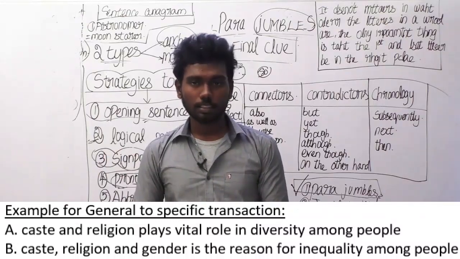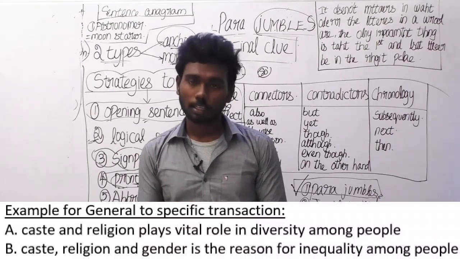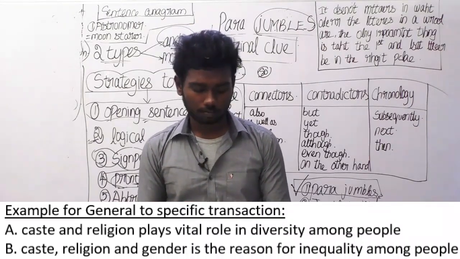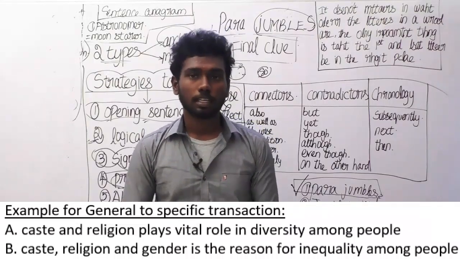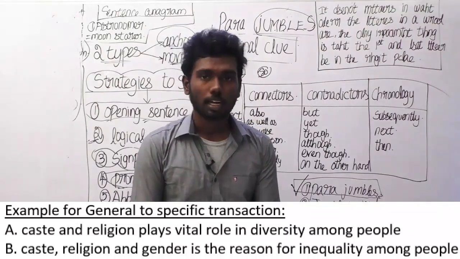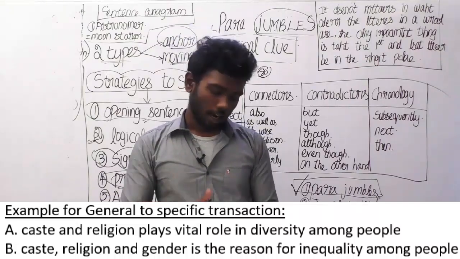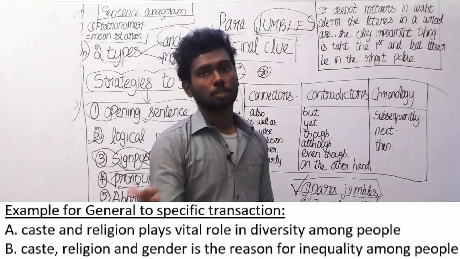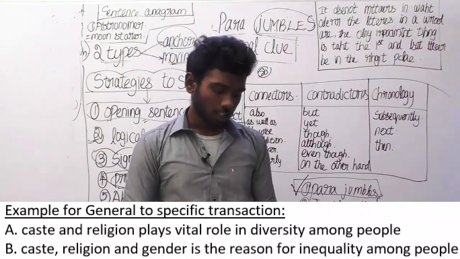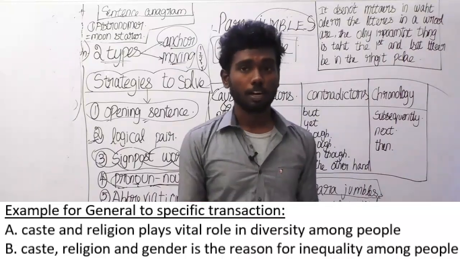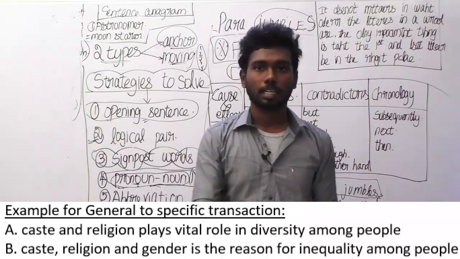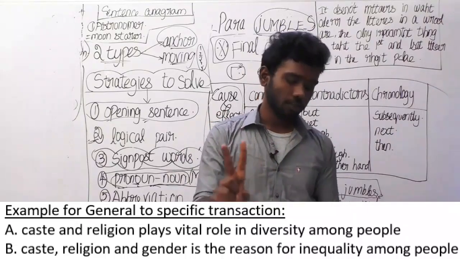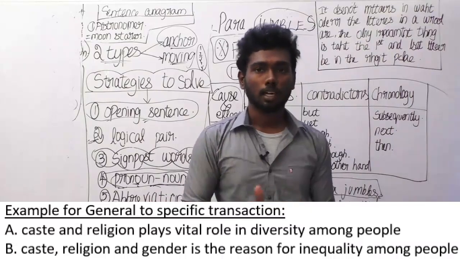In the first sentence there are only two things, caste and religion. In the second sentence there are three things, caste, religion and gender. In the second sentence these three things are considered general, and in the first sentence, from the general, they are taking out two specific things. Caste, religion and gender being the reason for inequality is an already stated fact, and within those three things, the two most important things which create diversity among people are caste and religion.